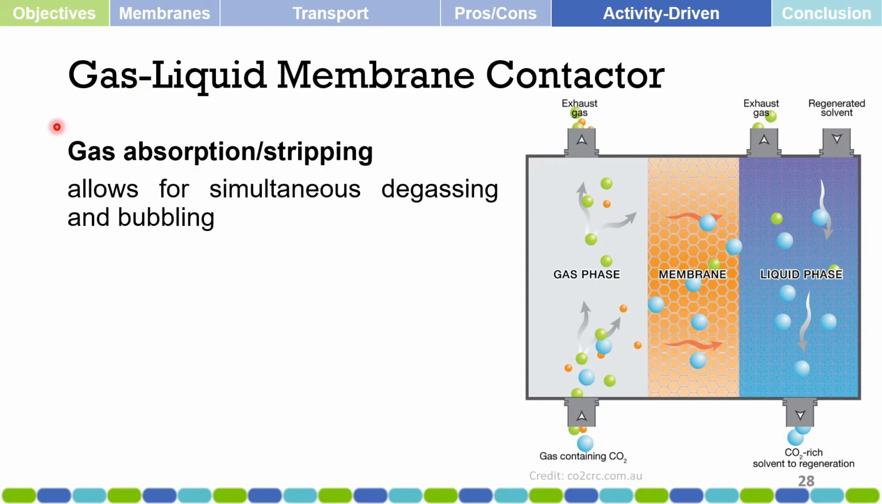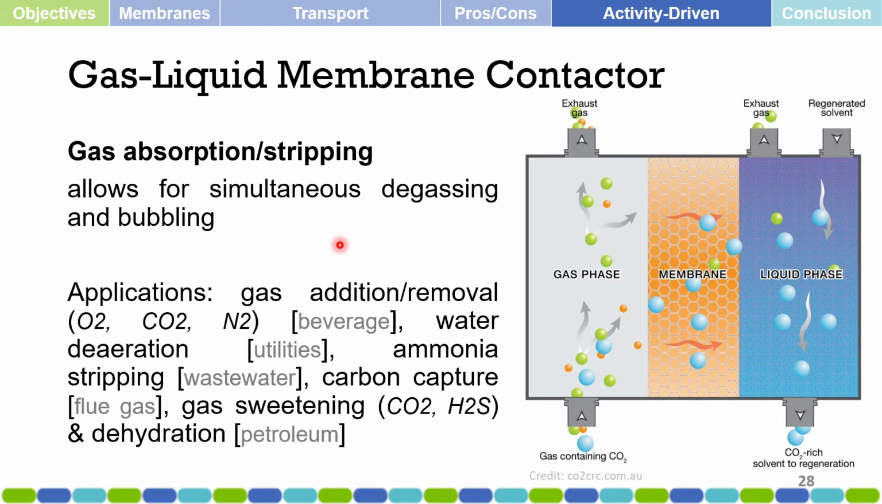So we're moving to the gas-liquid membrane contactor. The main application of a gas-liquid membrane contactor is in gas absorption or stripping. The advantage of a membrane contactor process is that it allows simultaneous degassing and bubbling. So it allows the removal and the addition of a gas simultaneously.